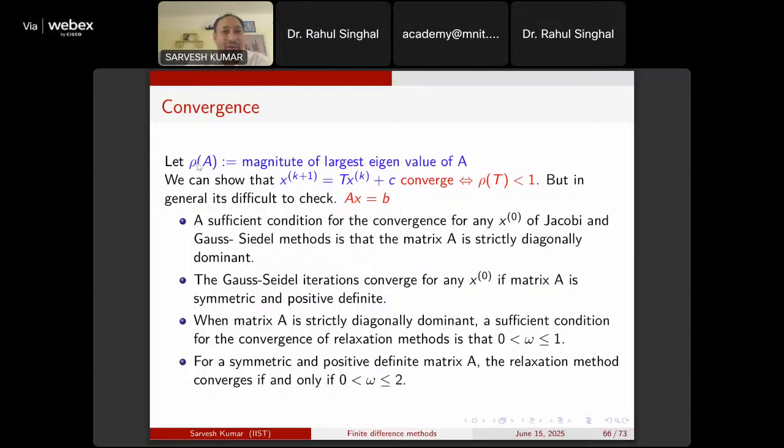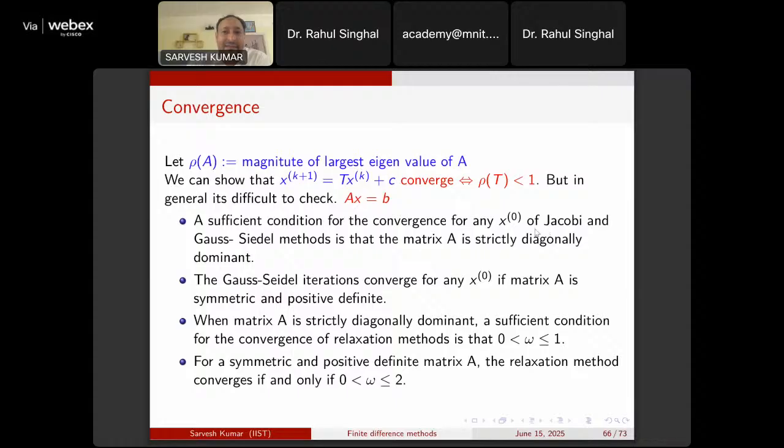It is the spectral radius of the matrix A, rho(A). This is nothing but the magnitude of the largest eigenvalue. So there are some results to see when this iterative scheme will converge. It will converge provided rho(T) is less than 1. But we have to actually directly check with Ax equal to b, because we want to solve it. That is the intermediate thing we have to bring in.